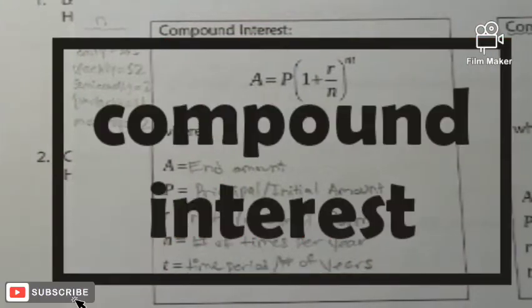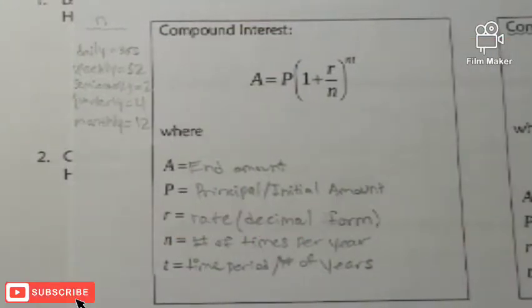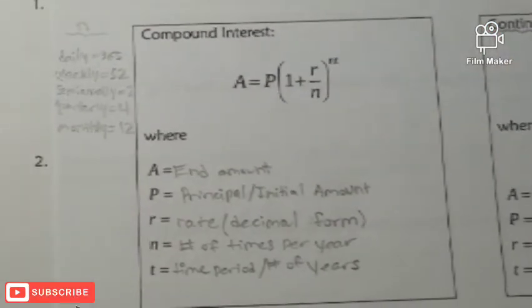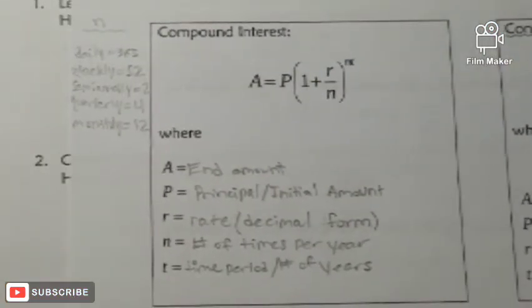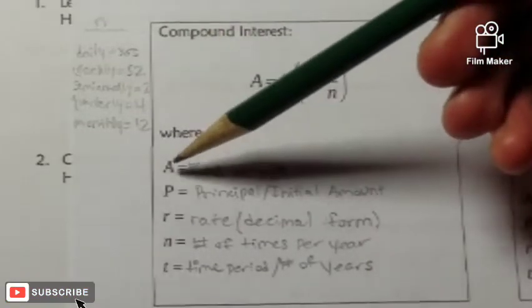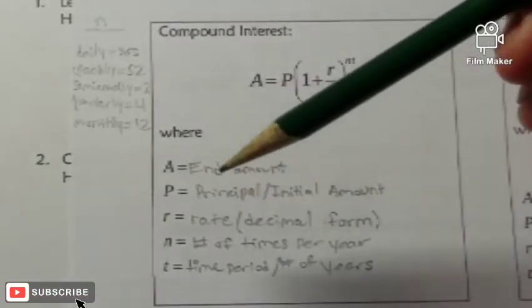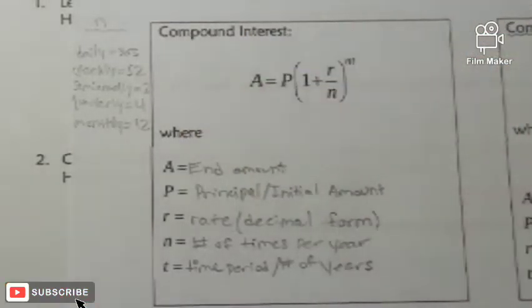Compound interest: A equals P times (1 plus R over N) to the power N times T. You can see all that going on here. Compound interest is important for your banking. Now, as you can see right below, you know exactly what all these variables are. A is your end amount. This is what you're trying to find using the compound interest formula. P is the principal, the initial amount you start out with.